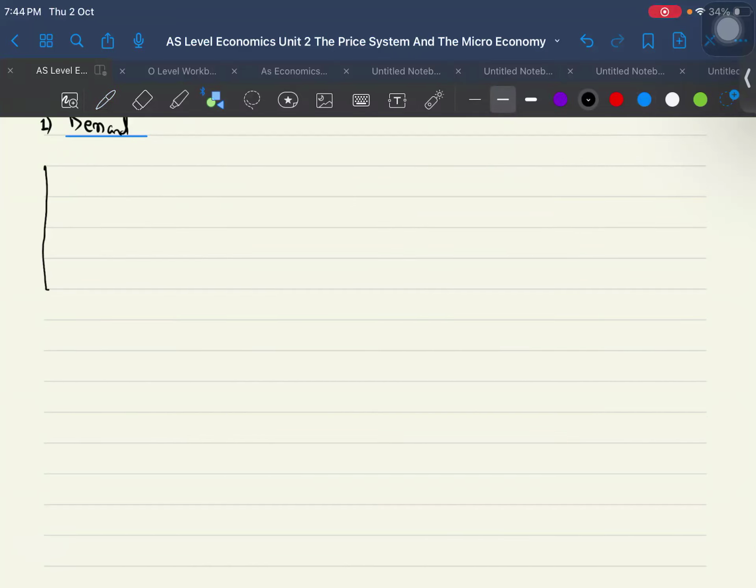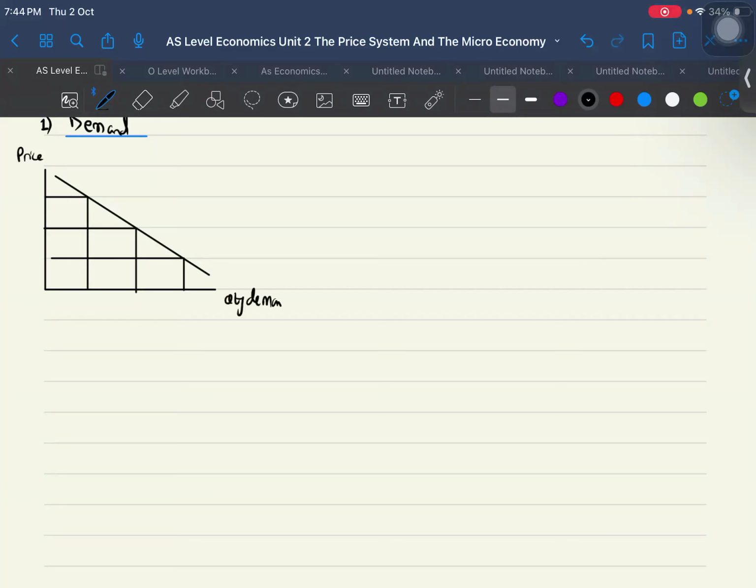Firstly, the two axes, downward sloping demand, derivation of basic price and quantity, showing a change of price and quantity. Now we'll do the labeling. Firstly, labeling the axis price, then labeling the axis quantity demanded. Labeling the demand curve, this is point A, this is price, this is quantity demanded.